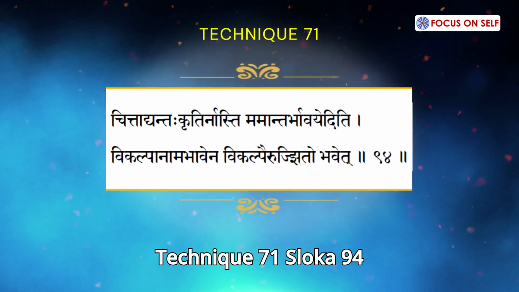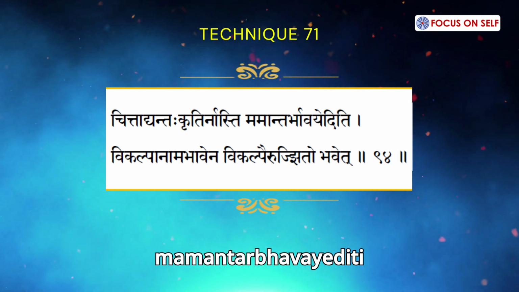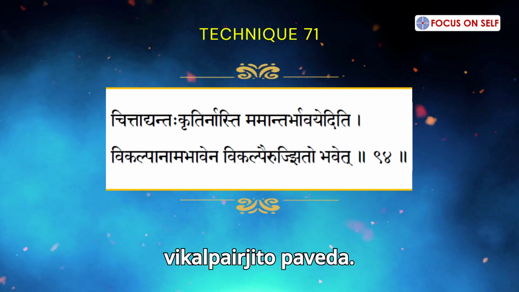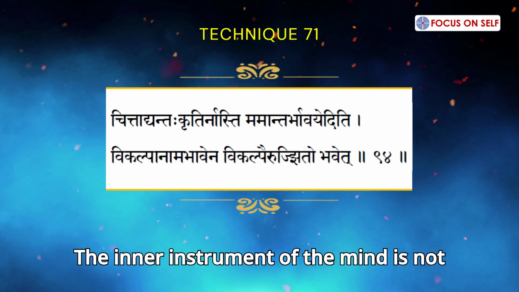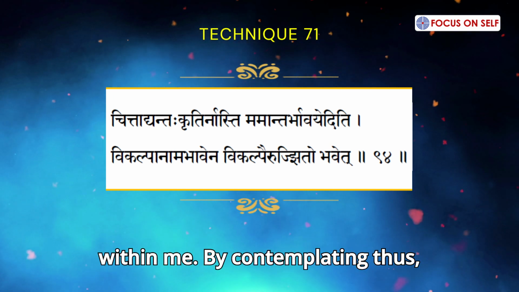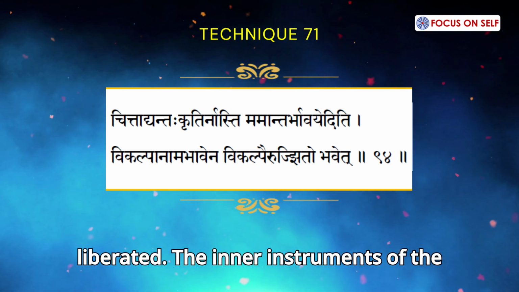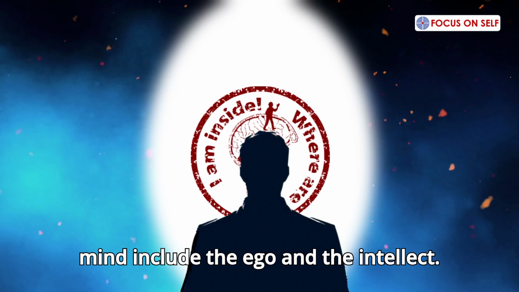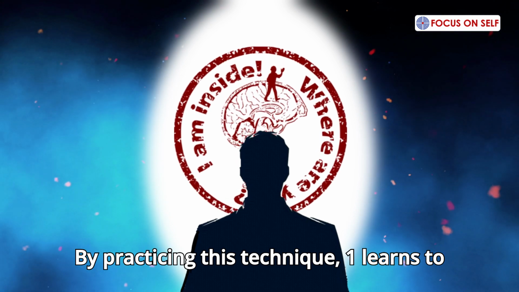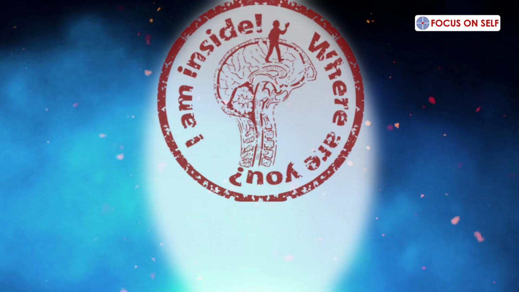Technique 71, Shloka 94. The inner instrument of the mind is not within me. By contemplating thus, the mind becomes free from thought constructs and one will be liberated. The inner instruments of the mind include the ego and the intellect. By practicing this technique, one learns to detach oneself from these layers of the individual consciousness.